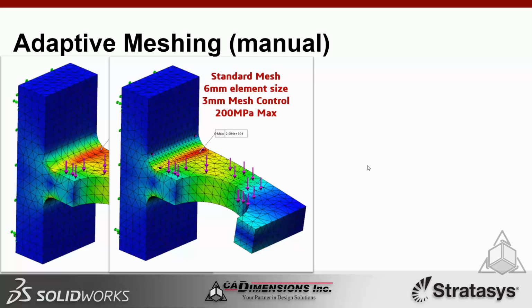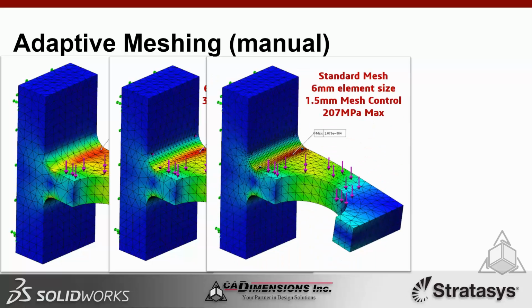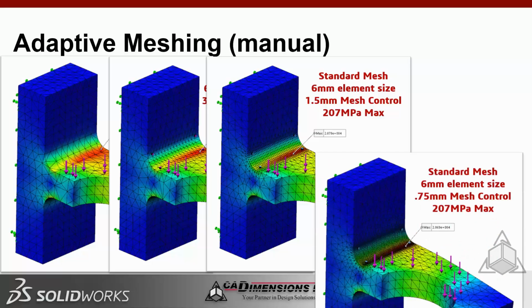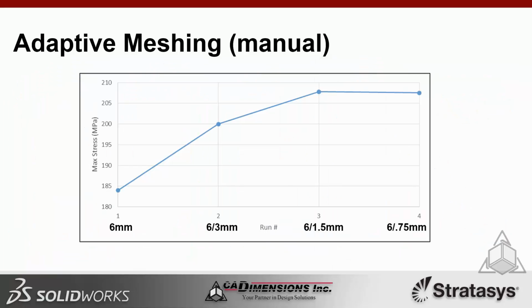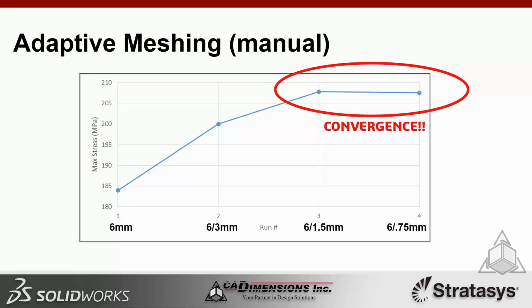I set the mesh control again to 1.5mm and we see the stress went up again, this time by about 5%. So we're getting closer to the actual stress value. Let's refine it one more time with a mesh control of 0.75mm and we can see the stress at that location stayed pretty much the same, about 207 MPa in the same location. If we plot these results, we see a very distinctive curve. This is called convergence. We'd probably want more than 2 convergence data points in the real world, but you get the idea.